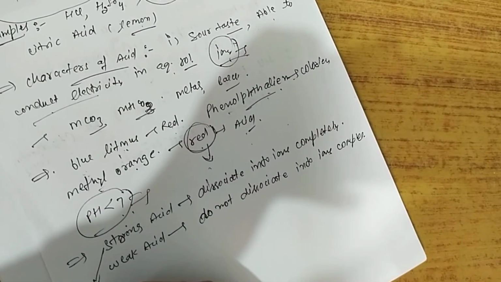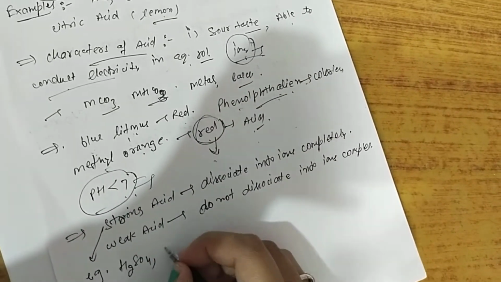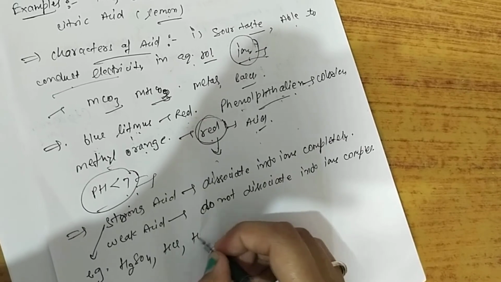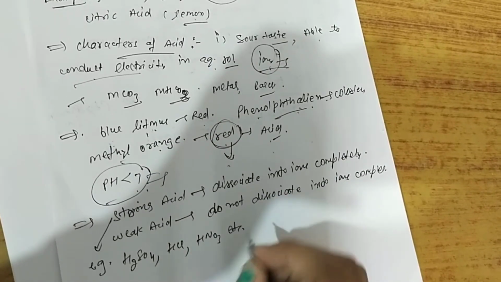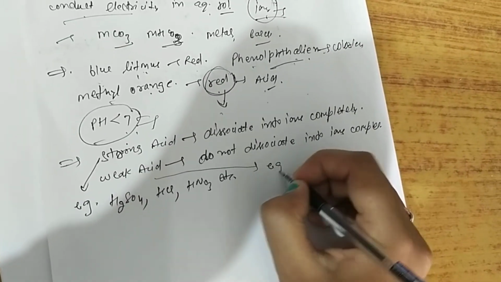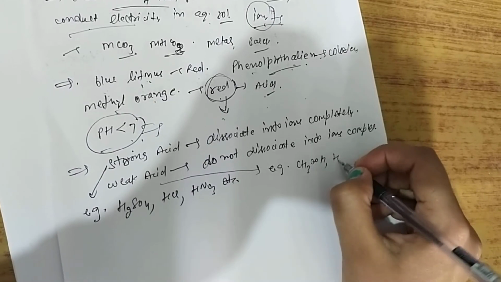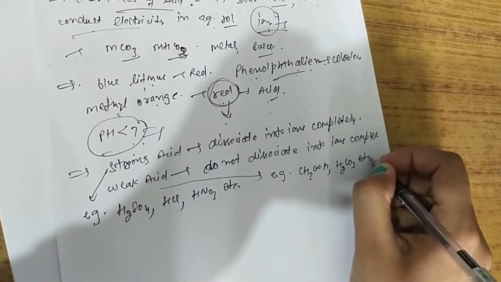Examples of strong acid will be sulfuric acid, hydrochloric acid and nitric acid, etc. And the examples of weak acid will be acetic acid, carbonic acid, etc.